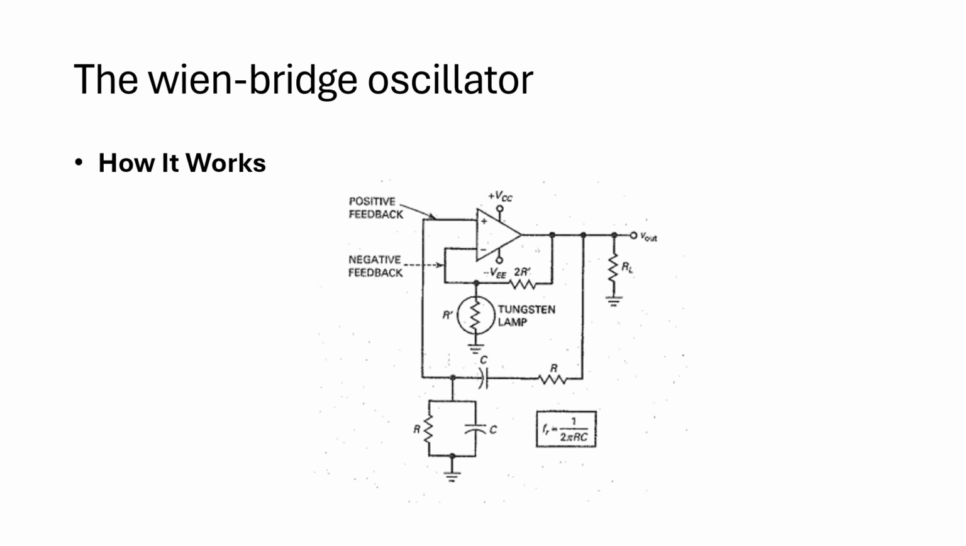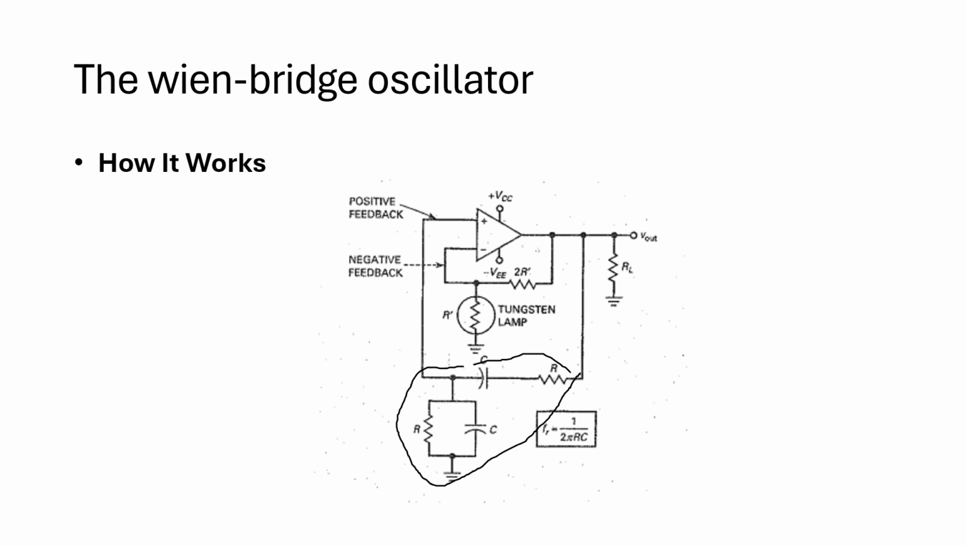So how does it work? How does your Wien bridge oscillator work? There are positive and negative feedback, two types of feedback in this circuit. There are two paths for the feedback. First, the positive feedback. From the output, going through your lead and lag circuit to the non-inverting input. That's why it's positive feedback, because it goes through the non-inverting input of your operational amplifier.